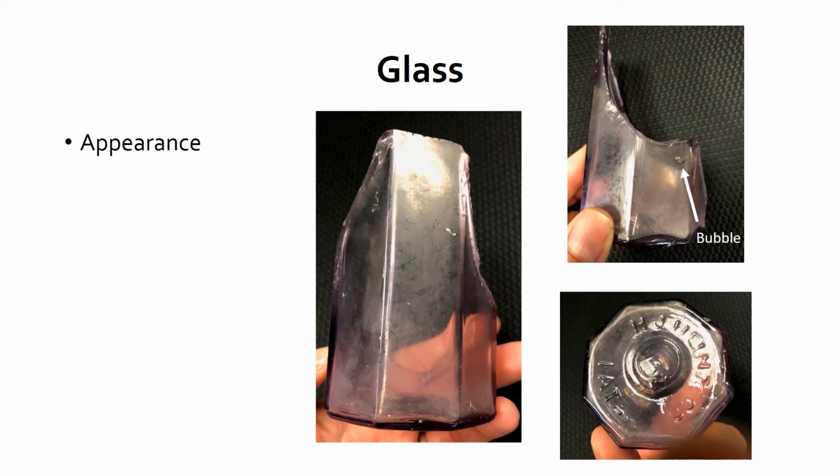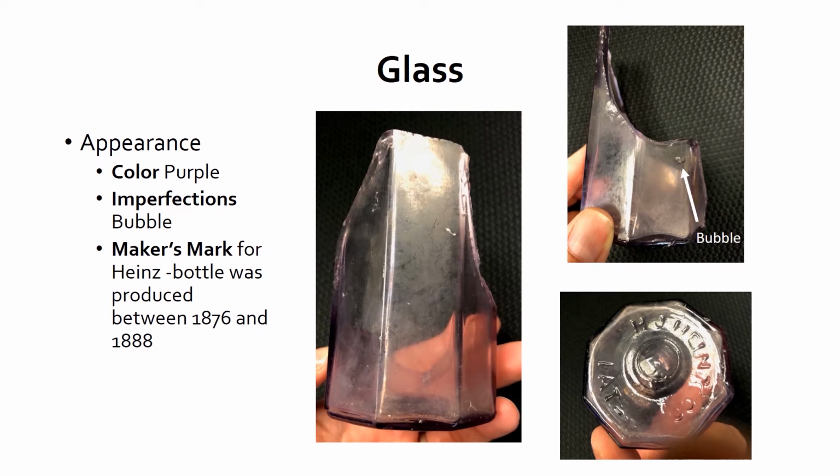And then we look at appearance. For this glass, it's purple, but it's got that tint that has changed over time. It's got imperfections in it. You can see in the right photograph at the top that it had a bubble. And this one, we have a maker's mark, which helps us really narrow things down. And it was a Heinz ketchup bottle that was produced between 1876 and 1888.